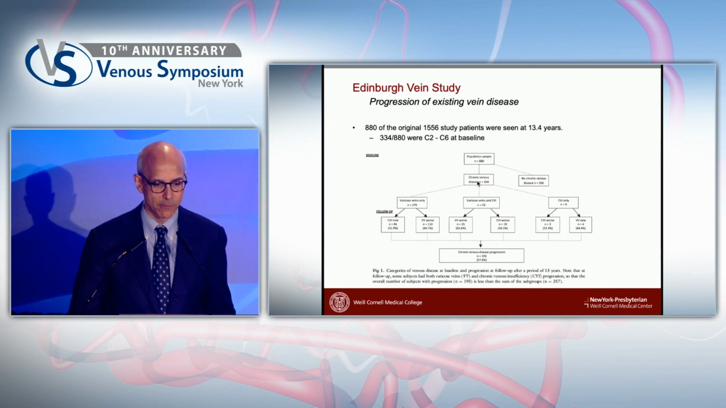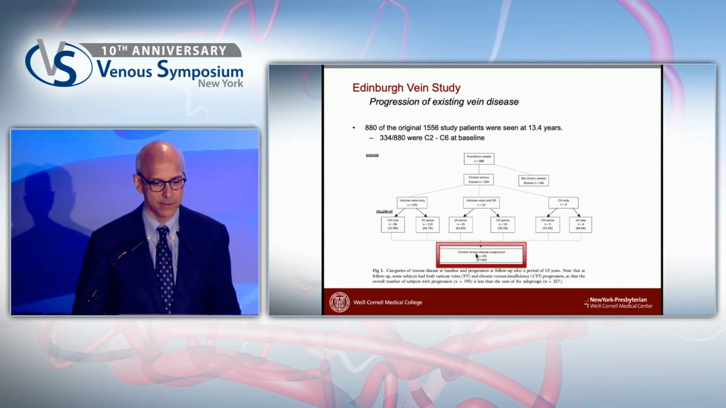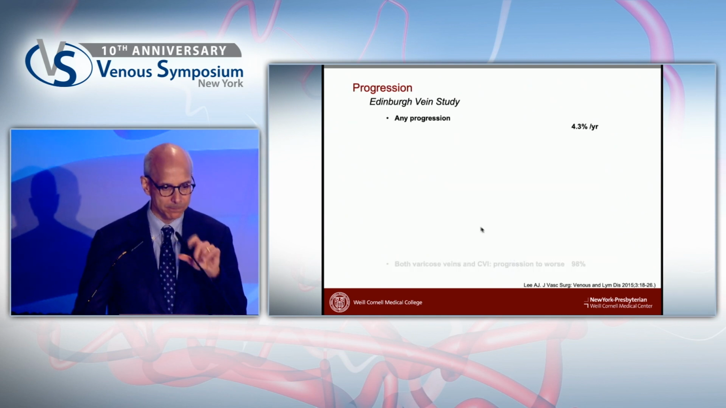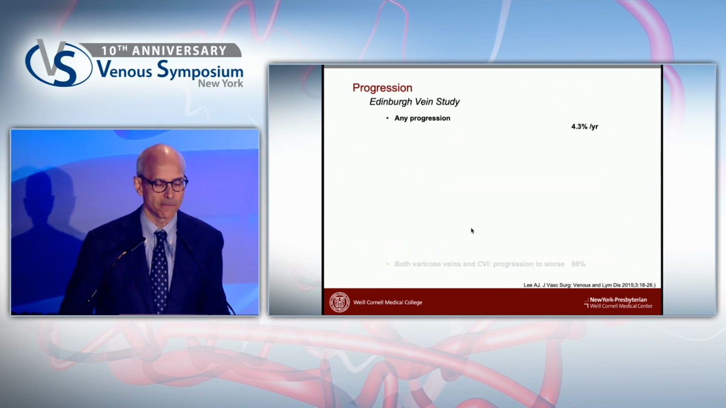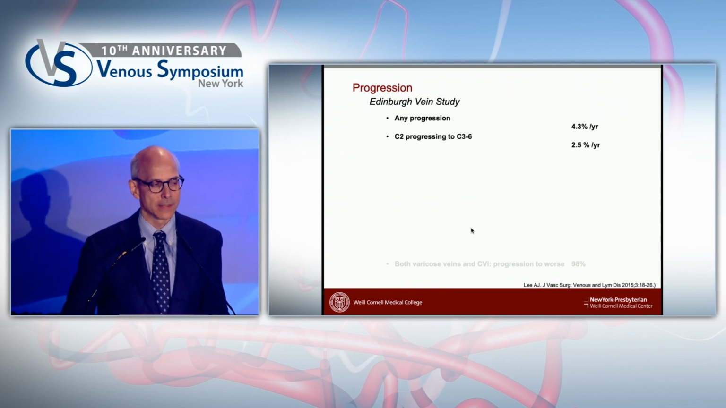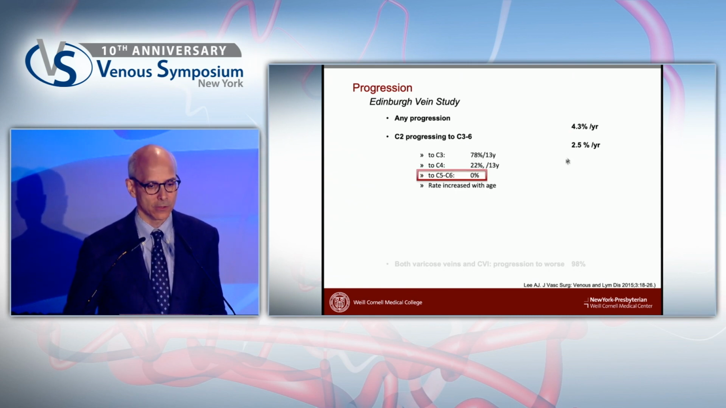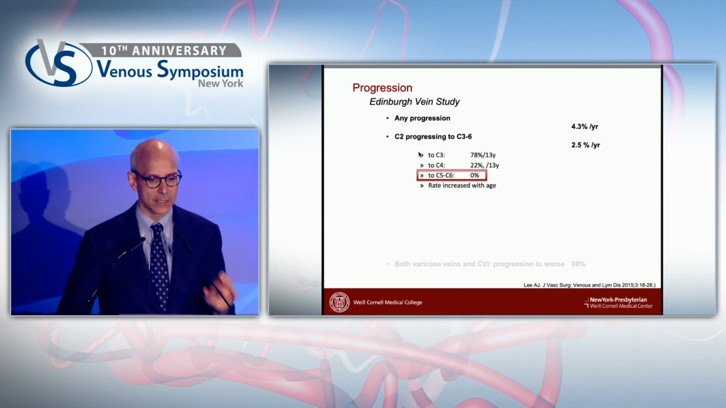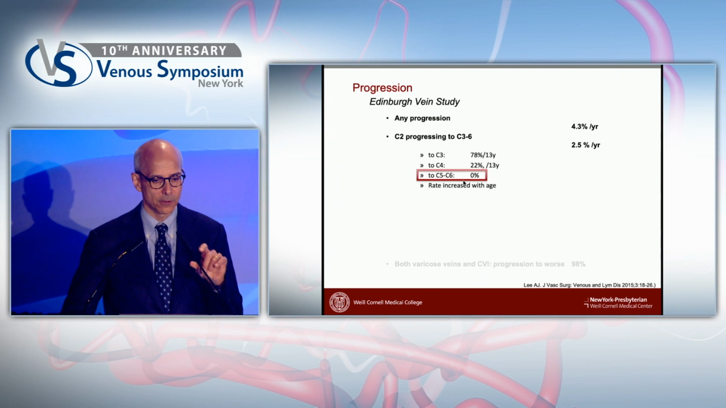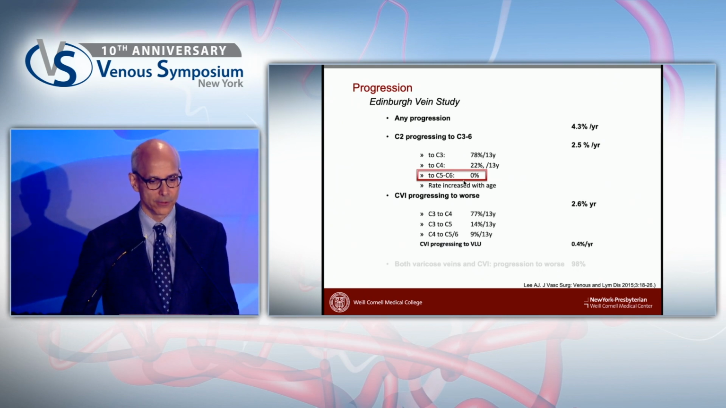334 of those started out with varicose veins, and ultimately 57% of those advanced. So I'm going to go through each of these subgroups quickly on a summary slide now. Any progression was identified in 4.3% of patients per year. Those who had C2 who progressed to advanced CVI, 2.5% per year. So we're starting to see some patterns. And again, none of those patients with C2 disease over that 13-year period progressed to ulcer disease.